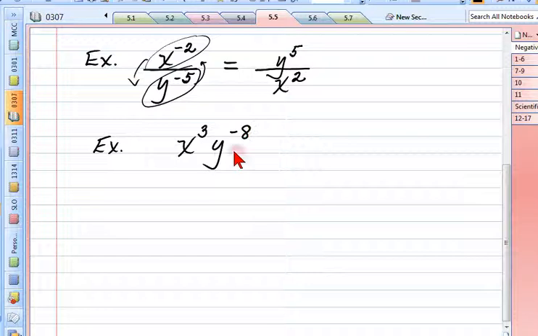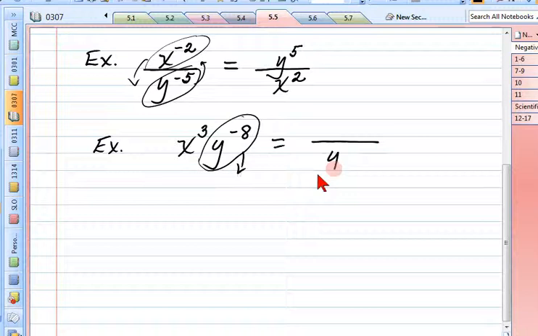Do you agree that that is an inappropriate form? All right. So, do both of these bases have negative exponents? No, only this base does. So only this base moves. This will become, well, I know that the y to the positive 8 is going to be in the bottom. Where does the x to the third go? It stays on top. There was no motivation to move it. It didn't move. Is that okay?